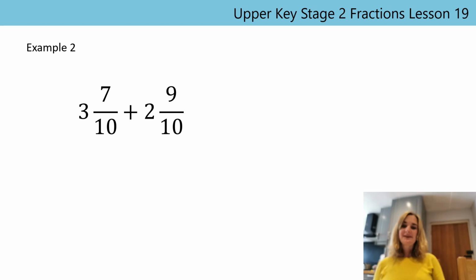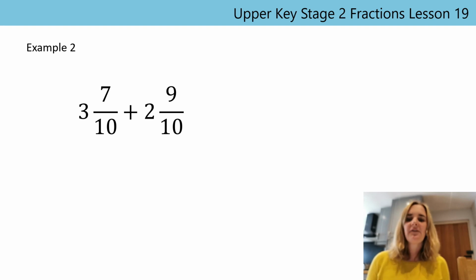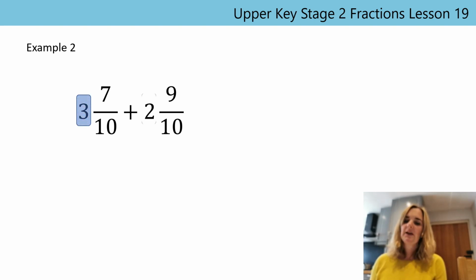Okay, now we're on to example 2. We've got 3 and 7/10, and we need to add together 2 and 9/10. When you were in year 4, you may have been taught that if you are adding mixed number fractions, you can first add the whole numbers and then add the fractional parts. My friend did this. They added the 3 from the 3 and 7/10, and they added the 2 from the 2 and 9/10 to make 5.